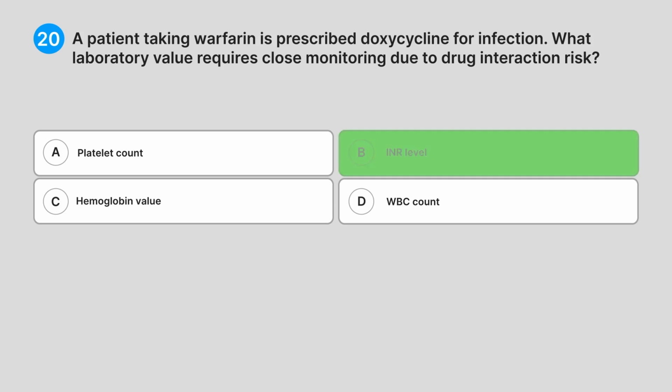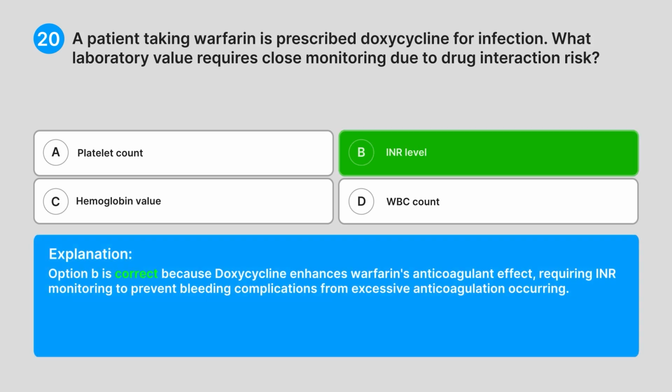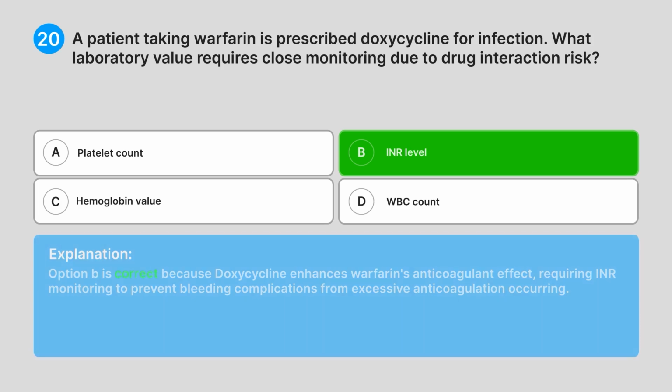Correct answer, B. INR level. Explanation: option B is correct because doxycycline enhances warfarin's anticoagulant effect, requiring INR monitoring to prevent bleeding complications from excessive anticoagulation occurring.